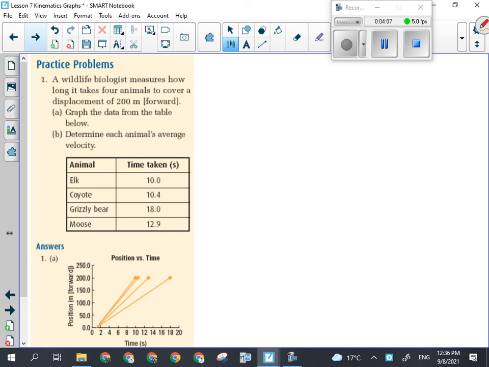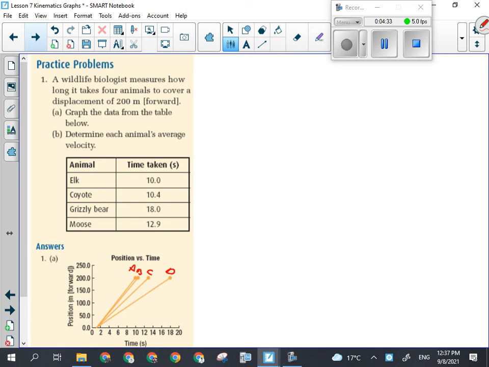Okay, and then a moose, 12.9. So all of these animals are pretty fast. If we put them all on a graph, and we'll just say A, B, C, and D, which one of those lines represents the grizzly bear? D. Okay, the grizzly bear was the slowest of those animals.